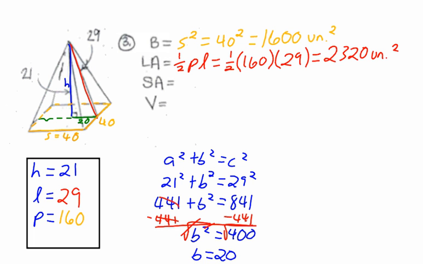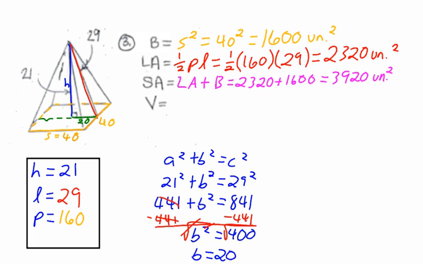And now I'm ready to move on to surface area. Surface area is simply the lateral area plus the base area, which I've already calculated both of those. So I get 2,320 plus 1,600. If I add those two together, I end up with 3,920 units squared for the surface area.